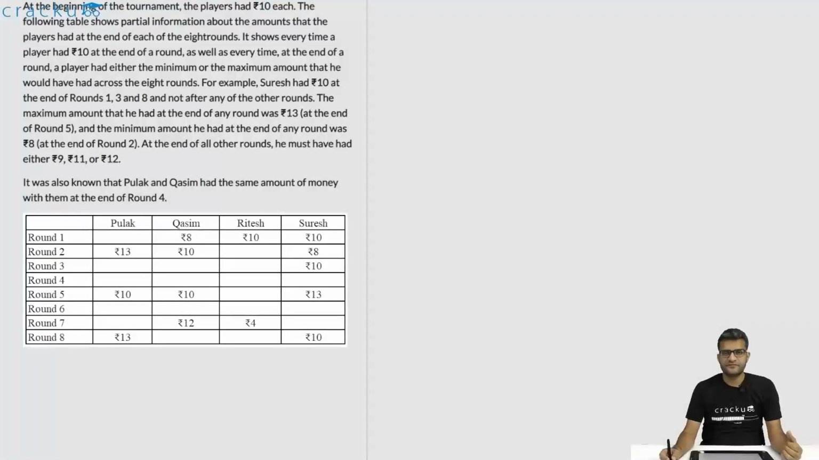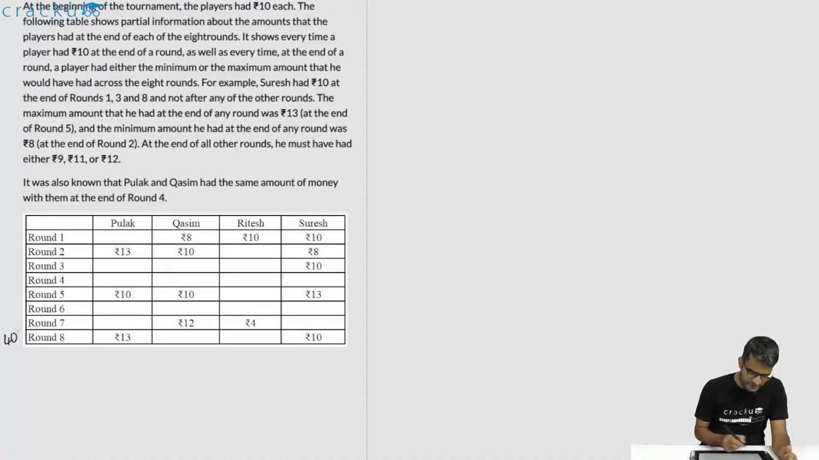To solve this question, what we need to figure out is that the sum of the numbers in every row will total up to 40. Because at the start, each one of the 4 people had 10 rupees each, and the money was just exchanging from one person to another person. So the total of every row has to be 40.